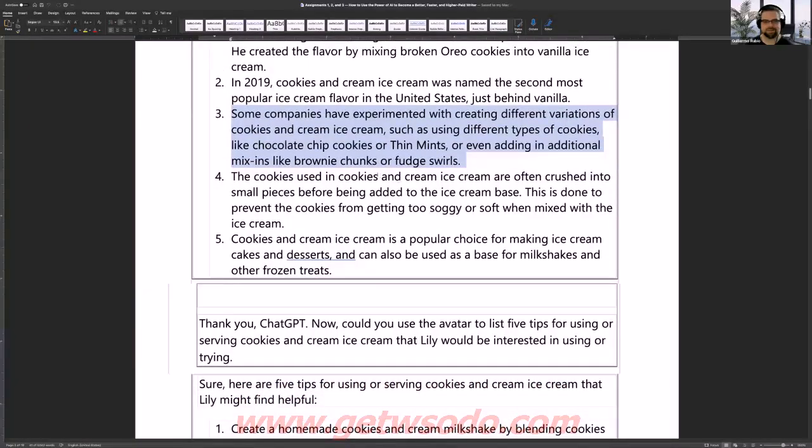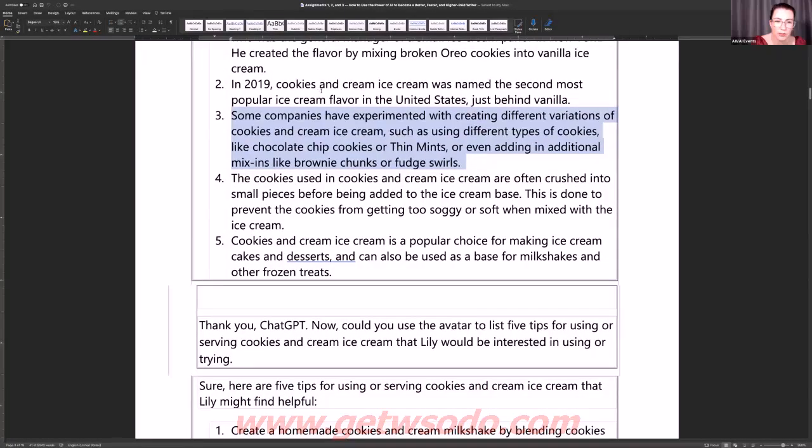Oh, is it really number one? Look, it says there it's the second most popular. Oh, behind vanilla. Okay. You just got to be vanilla to be number one.